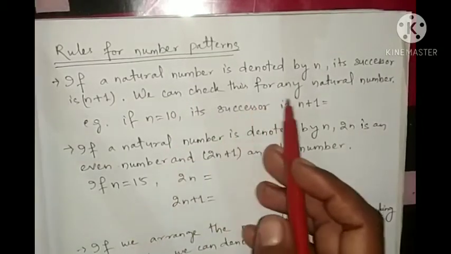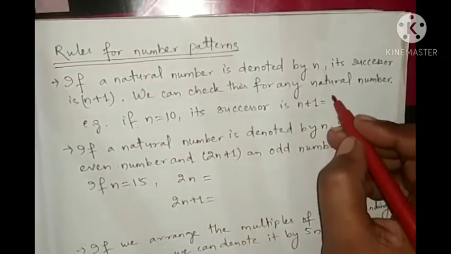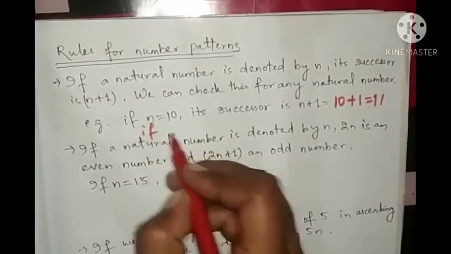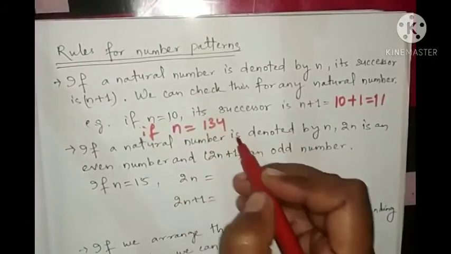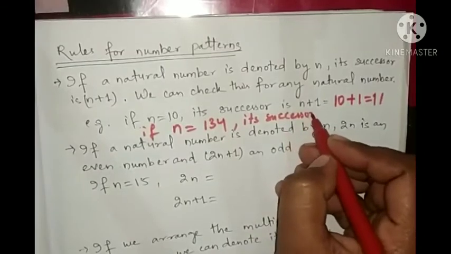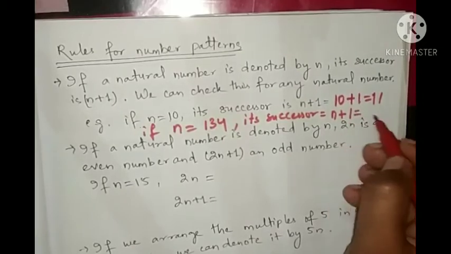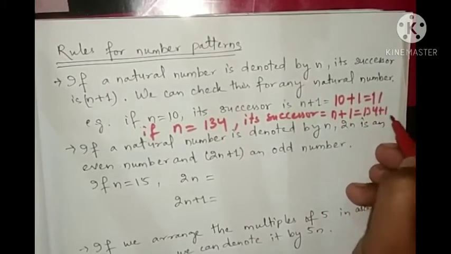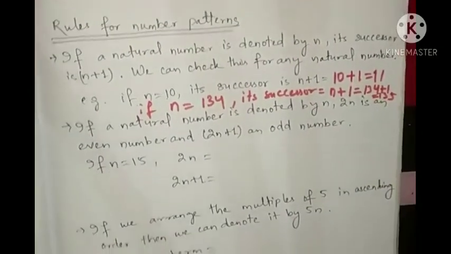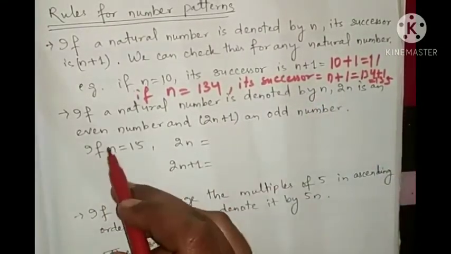So we can check this for any natural number. Like if n equals 10, its successor is n plus 1, that is 10 plus 1, which is 11. If given n equals 134, and you want to find its successor, what is n plus 1? We know the rule. n plus 1 equals 134 plus 1. It is how much? 135.